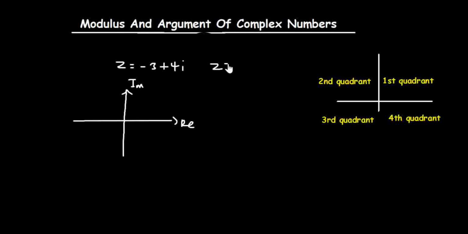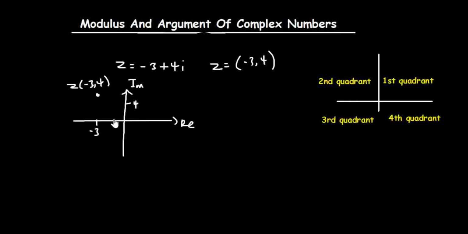let's rewrite z in components form: minus 3 and then 4. Okay, so you have minus 3 here, and then you have 4 here. Okay, so when you plot z, we have z in the second quadrant. Okay, so you have z here, minus 3 and 4. Okay, so this is z here.